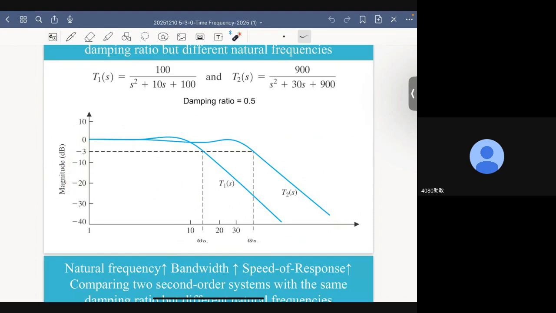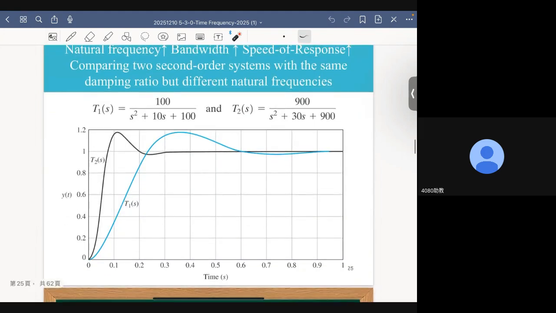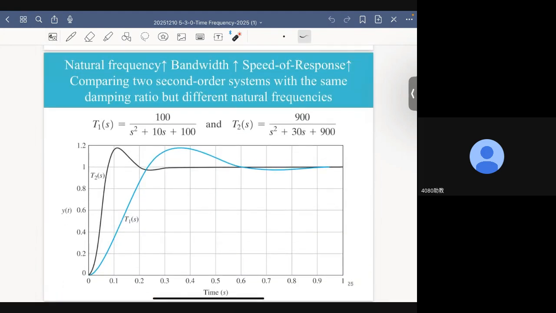Okay, as expected, the second system has larger bandwidth compared to the bandwidth of the first system, right? Okay, so these are the results in the frequency domain, but we always have to come back to the time domain, because in the time domain, that is where things are really happening, all right? Because a system changes with time, all right?